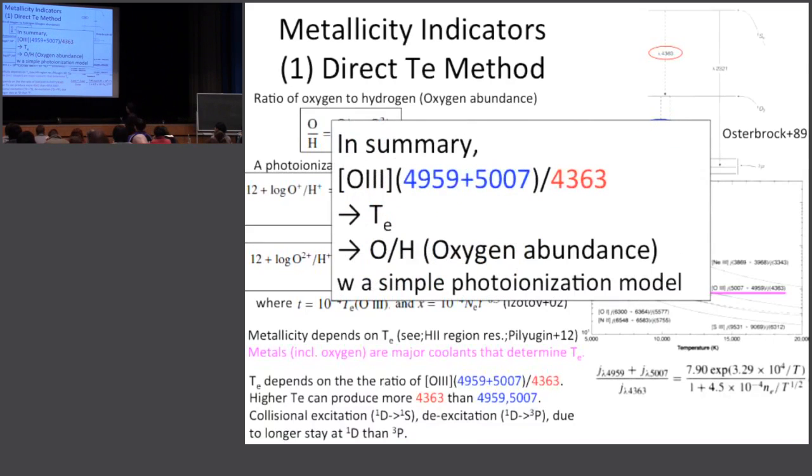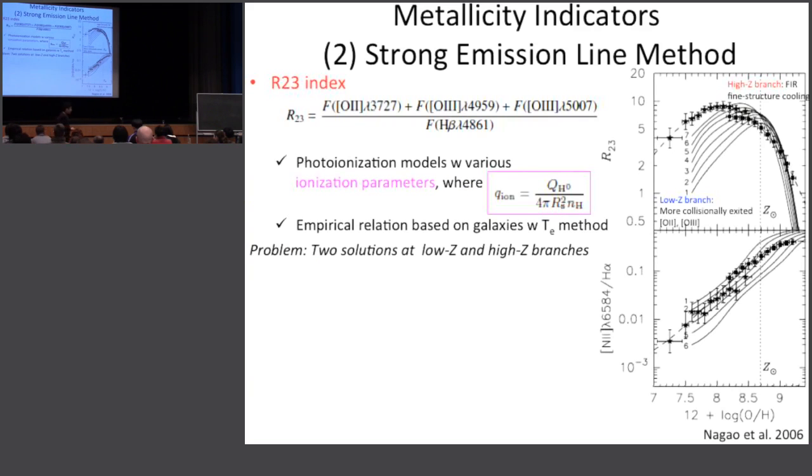So in summary, O3 4363 and 5007 are used to estimate the electron temperature. Then you can easily get the oxygen abundance robustly with a simple photoionization model. So it is great once you get the 4363 line, though that is very difficult to observe.